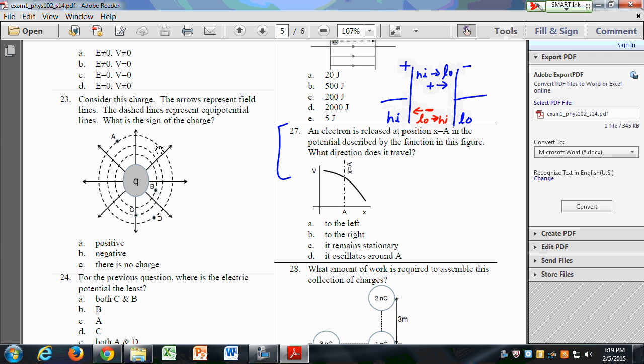All right. So here, if I have an electron, it's at point A. Electrons move from low to high. So an electron is going to move in that direction, because in that direction, the potential actually increases. I'm moving from a low potential to a higher potential.